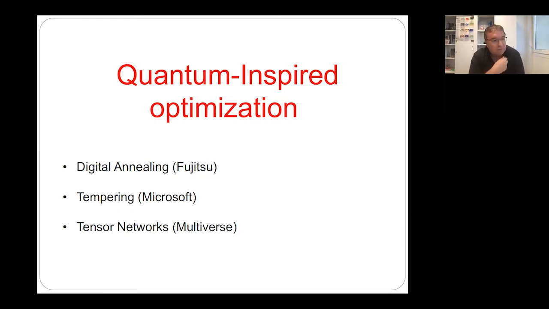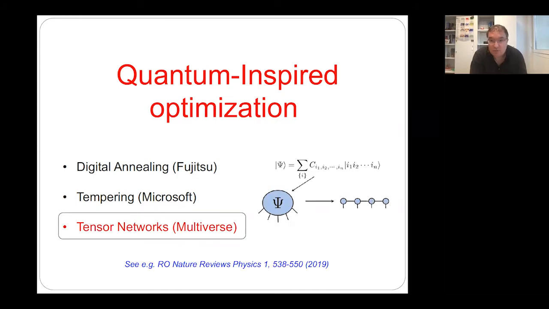Now, Microsoft also has a quantum-inspired optimization toolbox that is based on some algorithms. It's some complicated form of quantum Monte Carlo. These were programmed by some computational physicists that are highly skilled. Okay. And then the one that I will be talking about today is tensor networks. That's the one that we used in the paper that I want to talk about.